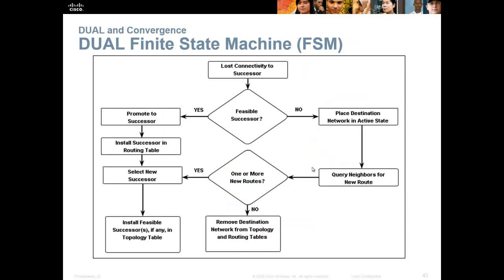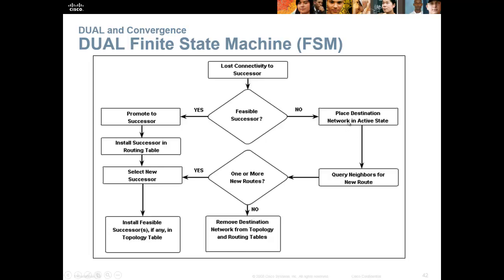All right. So there's this big, long process of how things work when I lose connectivity. Is there a feasible successor? Cisco calls this the finite state machine. It's just their logic for what happens when a new route is needed or when a route goes down. So, is there a feasible successor in the topology table? Yes. Then I promote that to the successor and install it in the routing table, and I have selected a new successor and I'm all good. But if not, then I need to place the network in an active state.